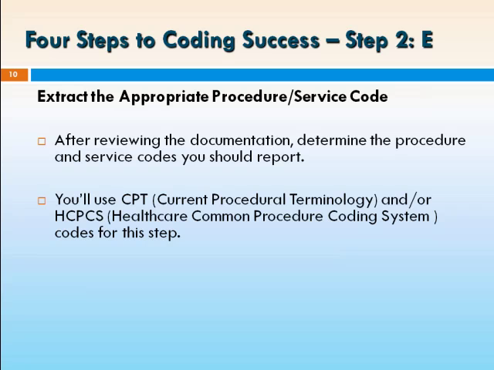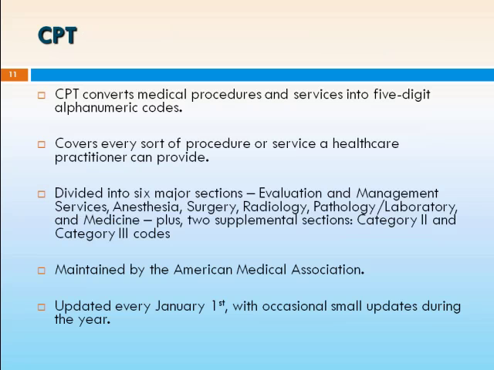So we're going to go into some detail in the next few slides about what those codes actually are. CPT on slide 11 explains that CPT converts medical procedures and services into 5-digit alphanumeric codes. These codes actually describe whatever service or procedure your provider performs. There are 6 sections to the CPT codes in the main section of the CPT manual. They're listed there in the third bullet. I'm going to go into a little bit more detail that's not actually on the slide.